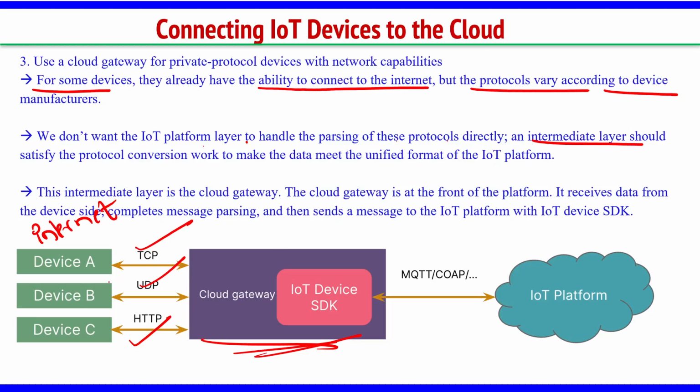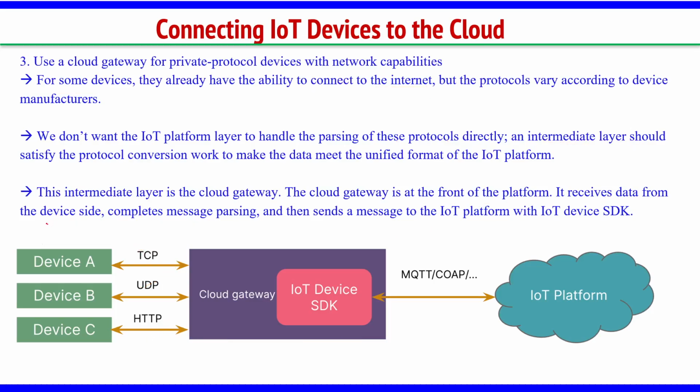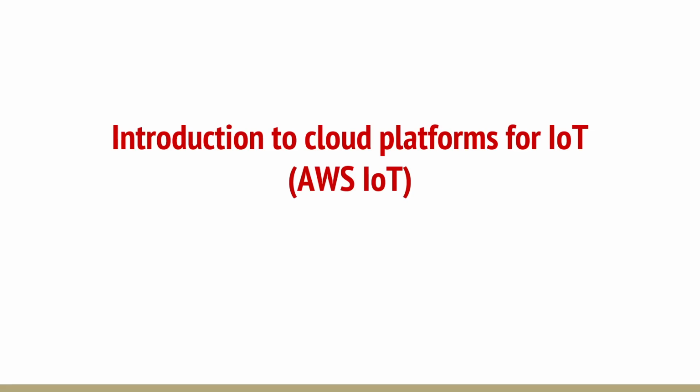So from here we send it to the IoT platform. This intermediate layer is the cloud gateway. It sits at the front of the platform. It receives data from the device side, completes message parsing, and then sends the message to the IoT platform or the cloud. So these three are different ways we can connect to the cloud.